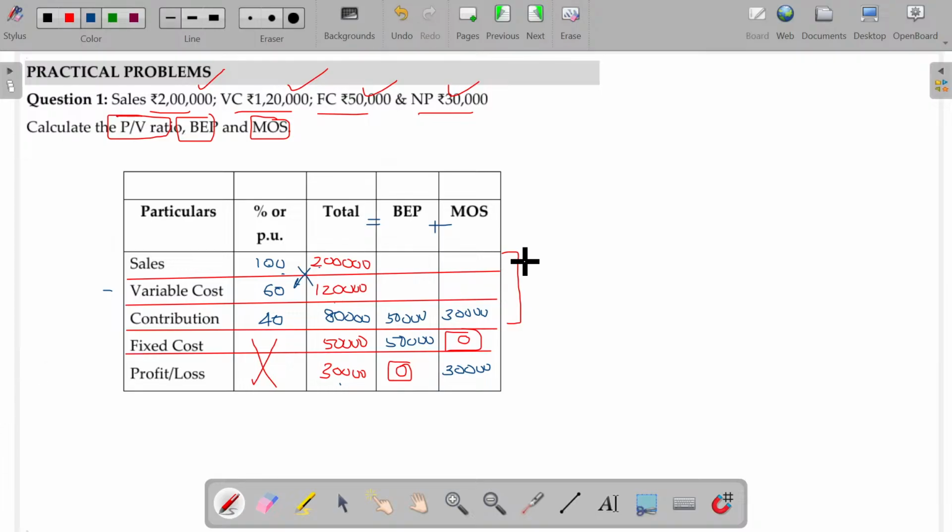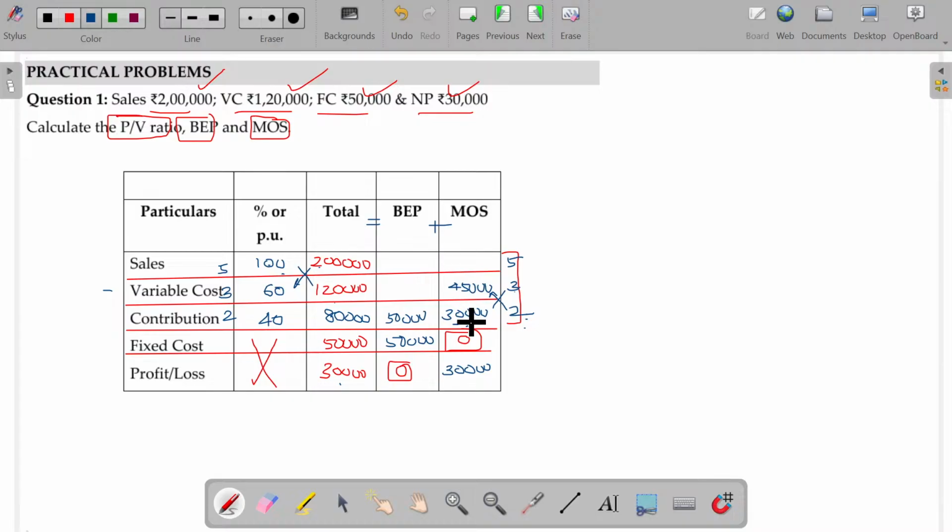It means if the contribution is 2 share, variable cost is 3 share, sales is 5 share. Now see here, the margin of safety 30,000 will be the contribution, which is 2 share. For 3 share, you can do the cross multiplication. It should be how much? 30 into 3 by 2, 45,000.